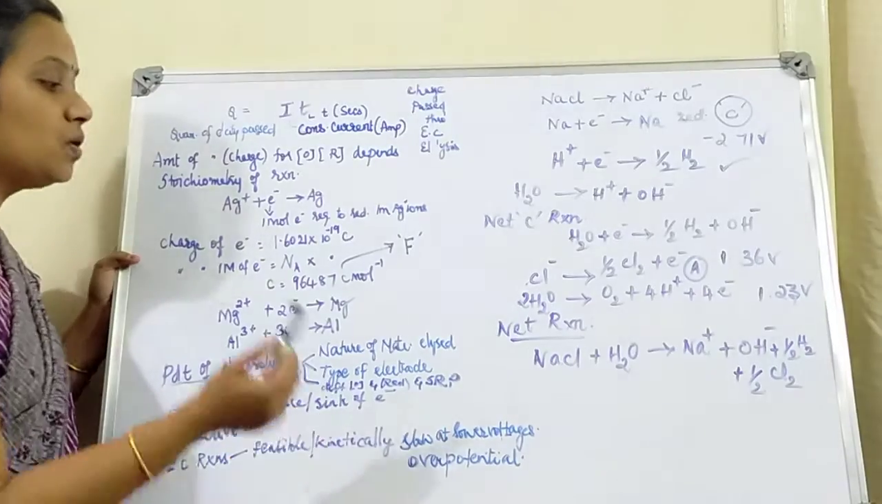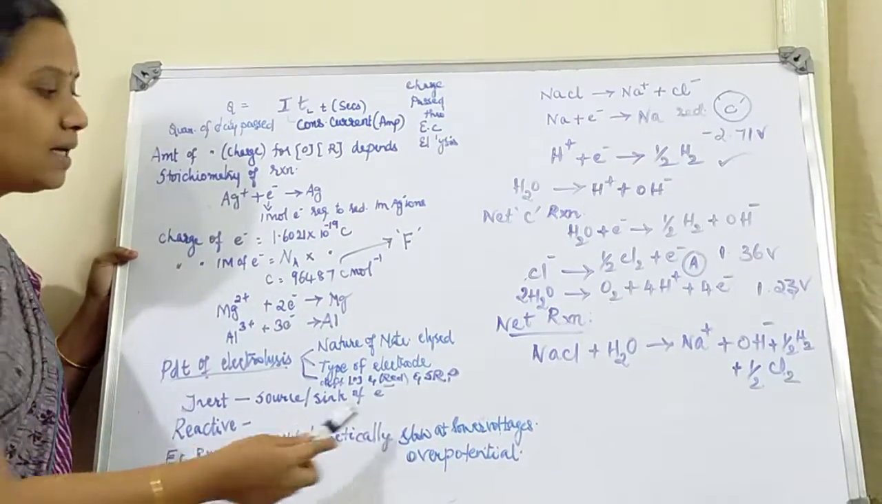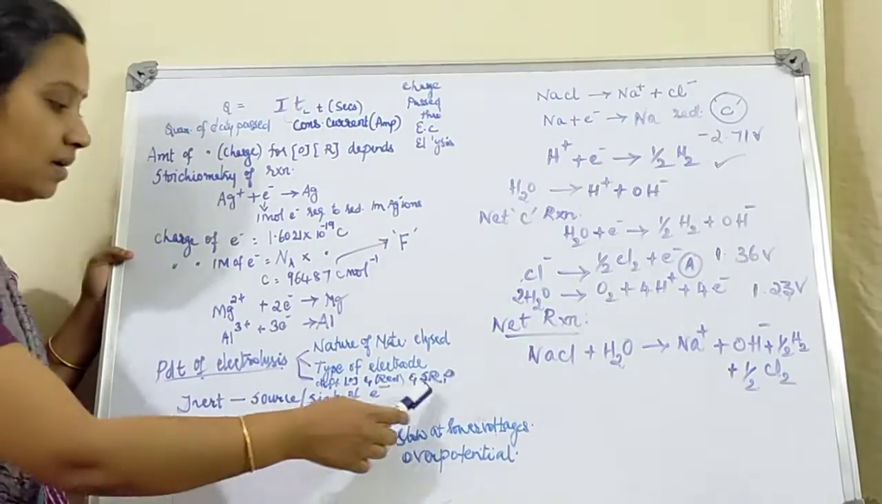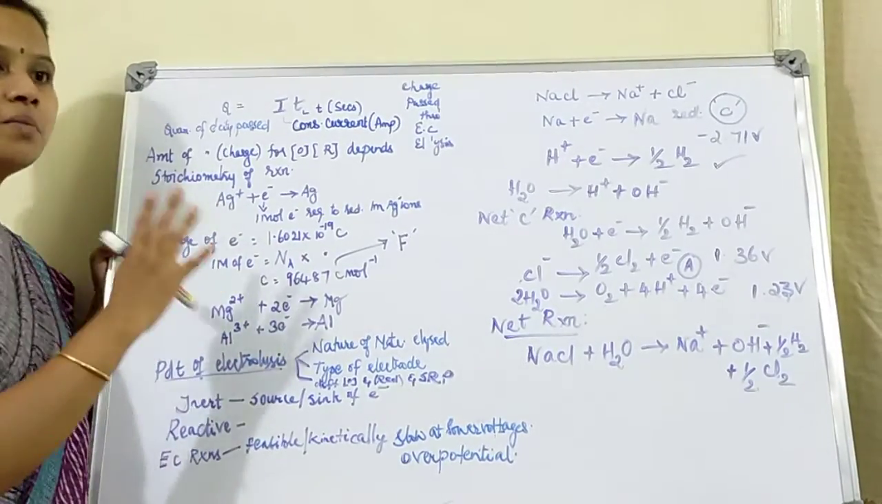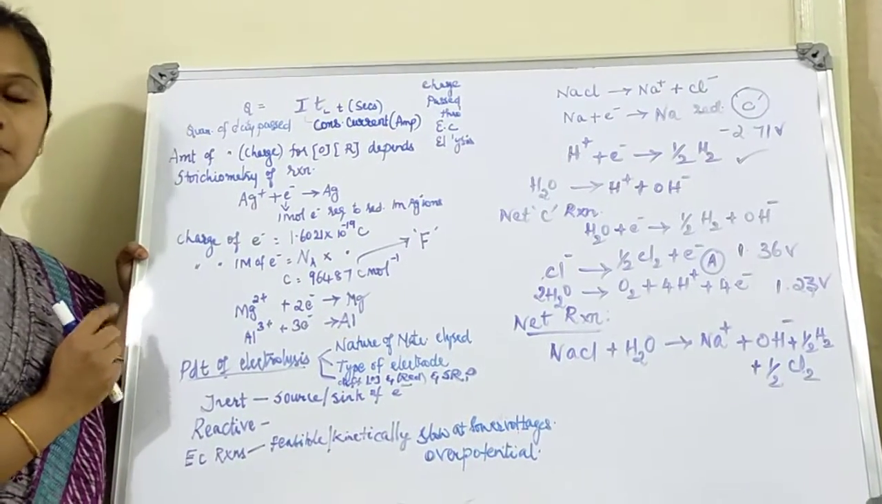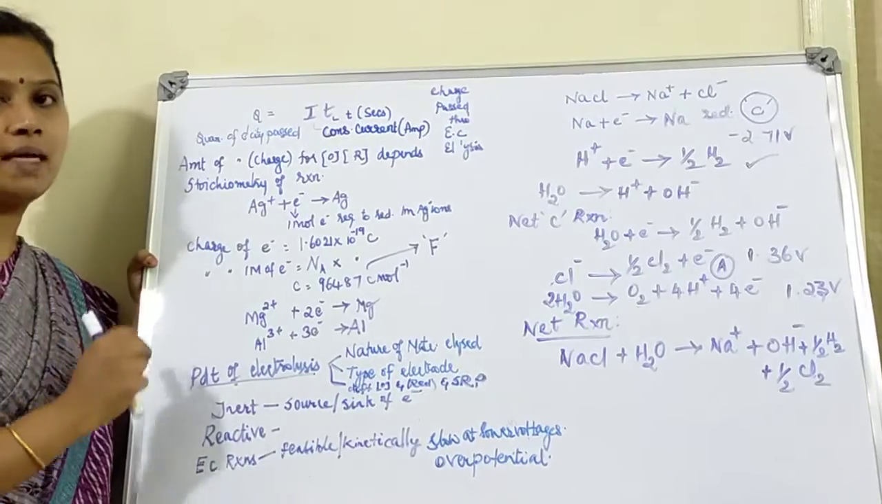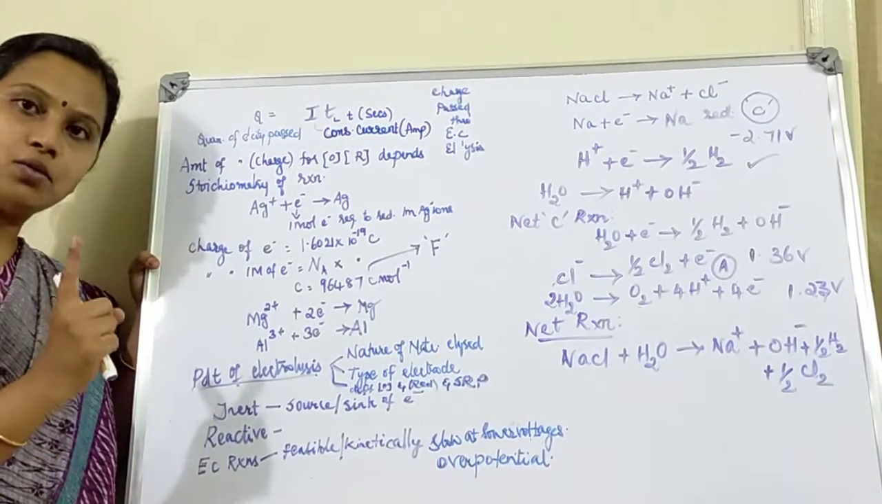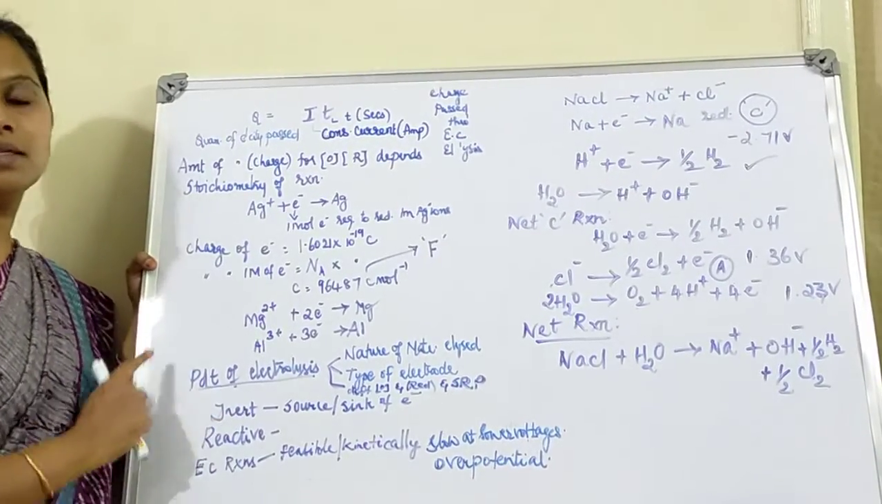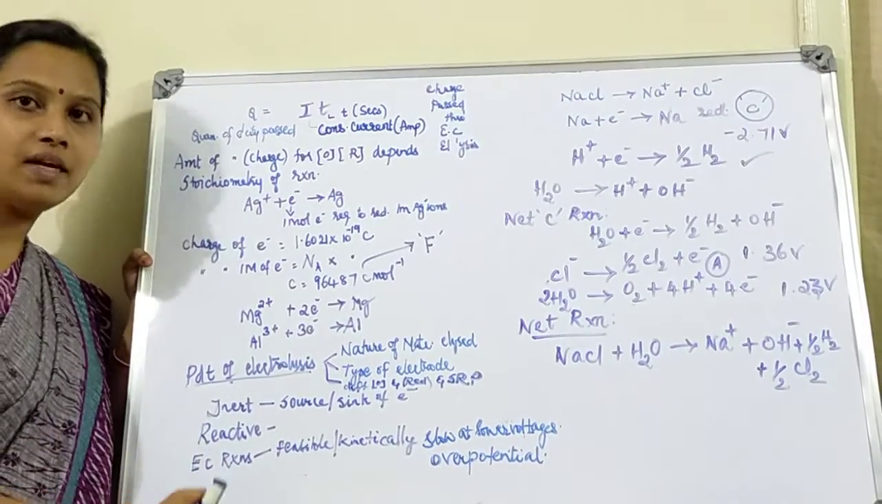Then it depends upon the oxidation reduction reaction, and it depends on SRP, that is standard reduction potential. Apart from the types of electrodes which we have seen previously, there are mainly 2 types of electrodes. First electrode is inert electrode. The second electrode is reactive electrode.